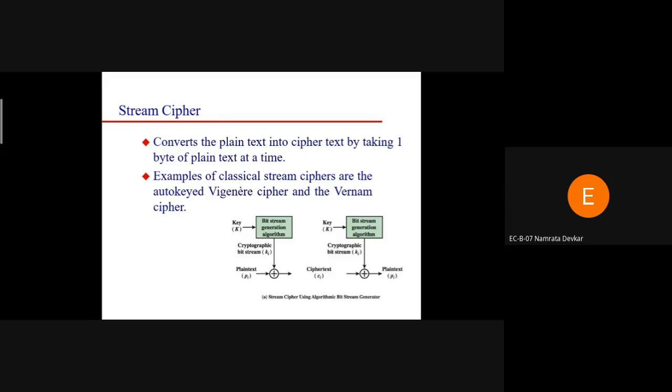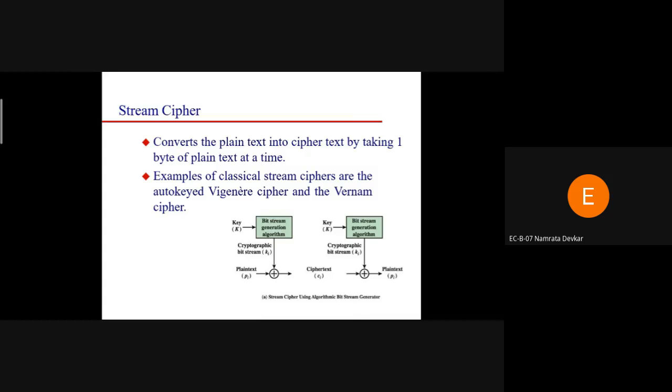Okay, so we have to design the various algorithms. So in order to design that algorithm, we have to first know the two basic concepts, that is called the stream cipher, and the second one is the block cipher. Okay, now first we'll understand the concept of the stream cipher.